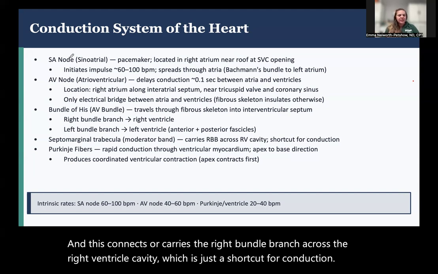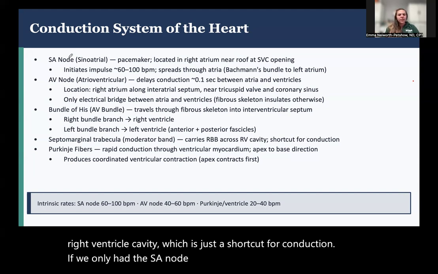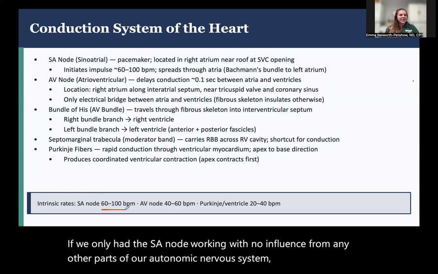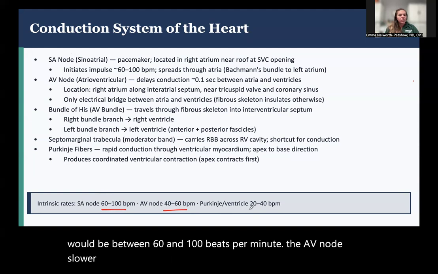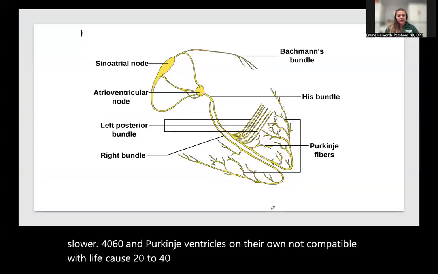If we only had the SA node working, with no influence from any other parts of our autonomic nervous system, the heart would beat between 60 and 100 beats per minute. The AV node is slower, 40 to 60, and the Purkinje fibers or ventricles on their own are not compatible with life, because 20 to 40 beats per minute is just not fast enough. And these are the structures we're talking about.